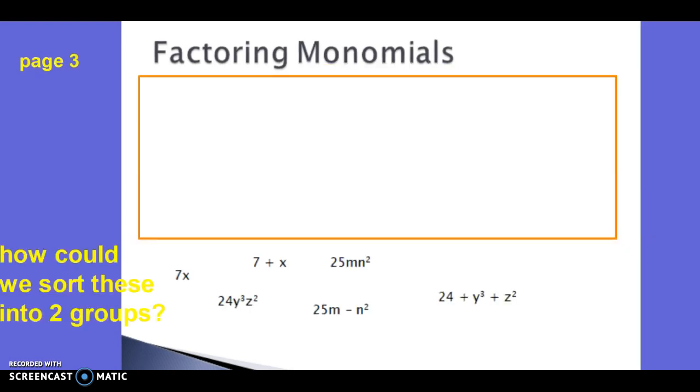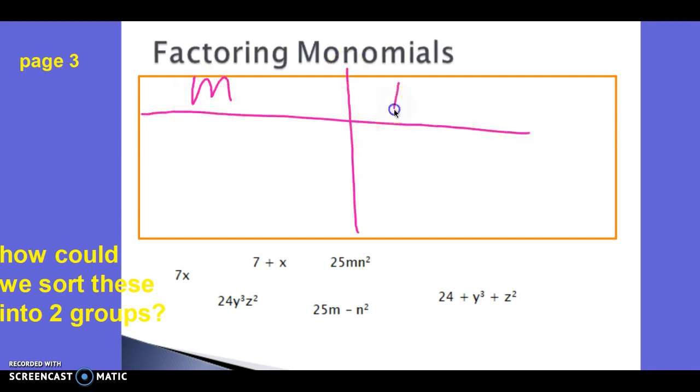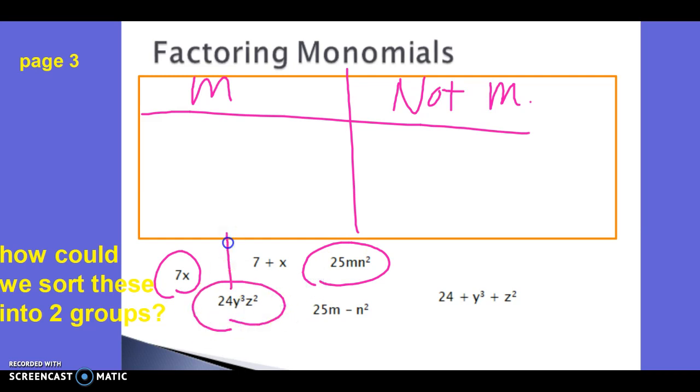In this list below, again this is on page 3, there are some different numbers. I want you to sort them into the monomial column or the not monomial column. And let me explain what a monomial is and not a monomial. I'm just going to abbreviate. So monomials are considered one term, which means they don't have adding or subtracting signs in them. So the 3 things that are monomials in the list below would be the 7x, the 25mn squared, and the 24y cubed z squared. You can write them in your chart.